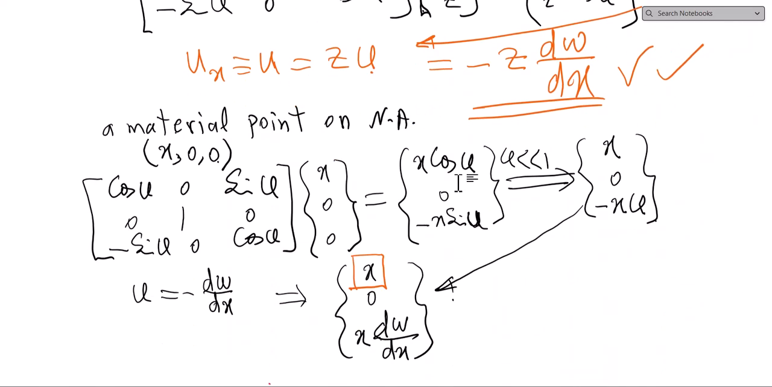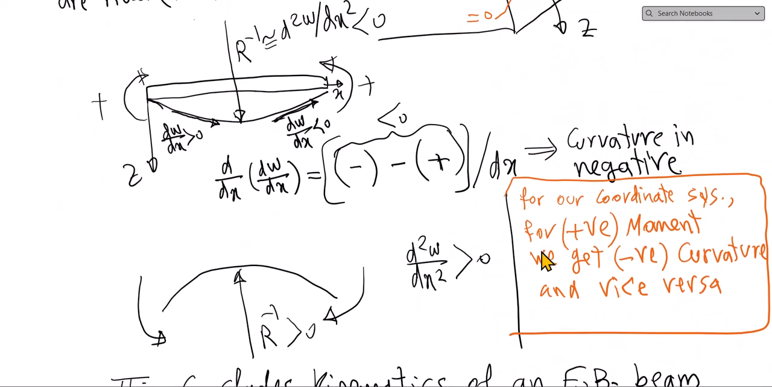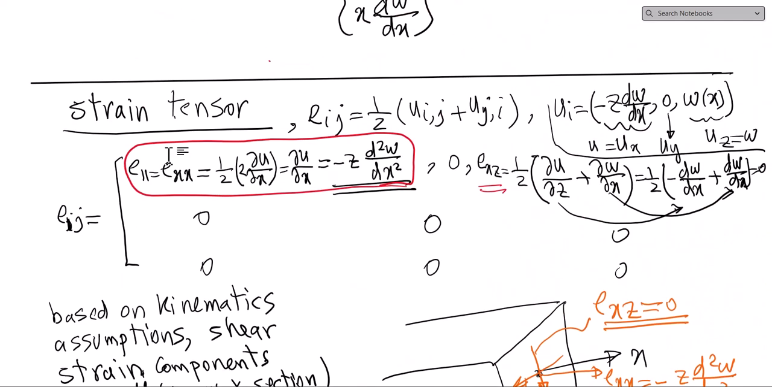And then based on that, we calculated the strain, and we came up with a very important conclusion that the only strain component that survives is E11 or EXX, which is the normal component of strain to the plane which is normal to x-axis. Also important that the shear component is 0.